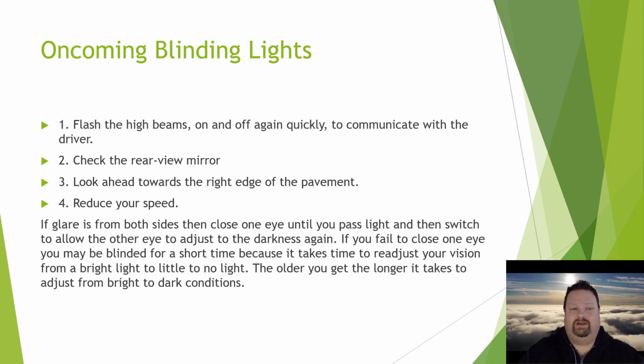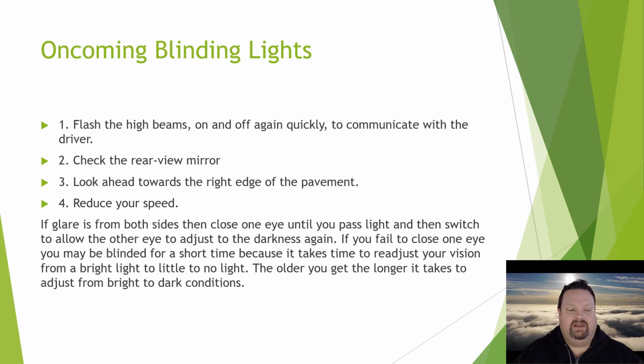So then you have what they call night blindness, and how old you are is going to basically determine how long that's going to last. So, you definitely want to reduce your speed. If you see bright lights coming towards you, go ahead and reduce your speed, look off to the right. But if it's more than one, let's say you're blinded from both sides, then basically you want to close one eye and then go through it that way.